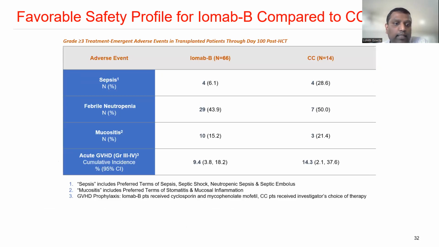Here are some of the adverse events. As you can see here, we would anticipate a high dose of chemotherapy might cause problems. Neutropenia was at similar rates on both sides. The mucositis was almost similar on both sides. The rates of GVHD were not really different, but sepsis was lower in the IMAB arm compared to the conventional arm.